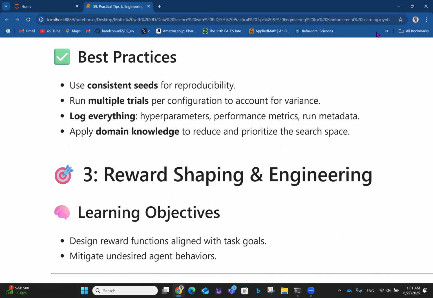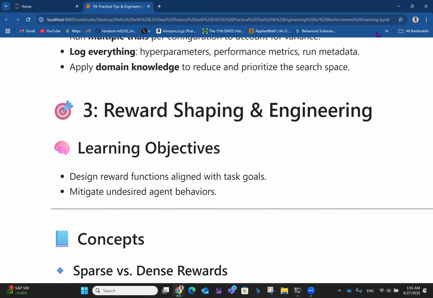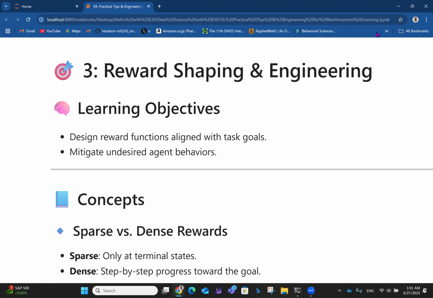Best practices in this regard would include using consistent seeds for reproducibility. We've done this a lot since we started talking about machine learning. Then running multiple trials per configuration to account for variance, and then log everything: hyperparameters, performance metrics, and run metadata. And then you apply domain knowledge to reduce and prioritize the search space. You need to use the domain knowledge of whatever space you're working in so you can make the best decisions that align with the field your data is from.